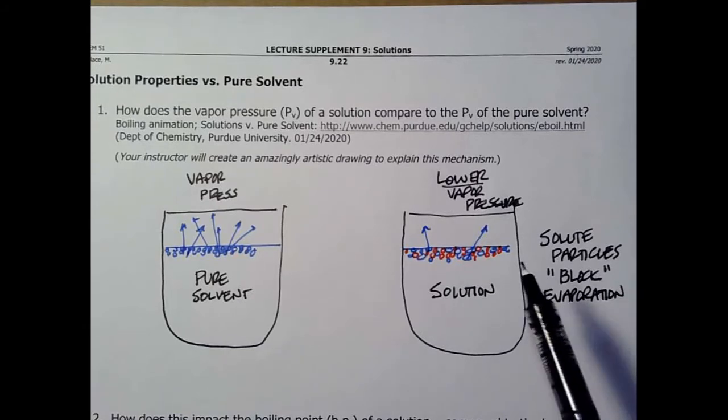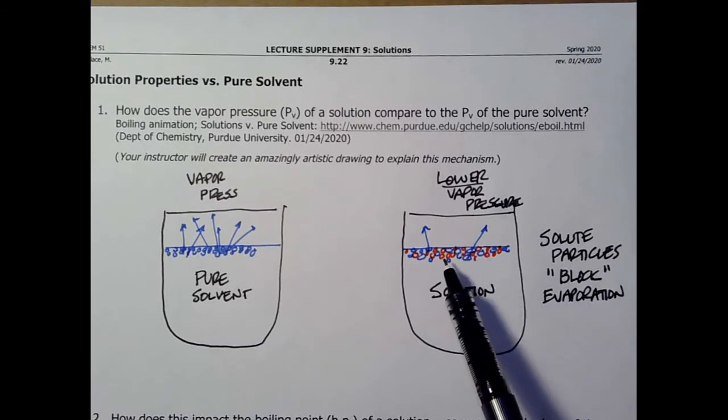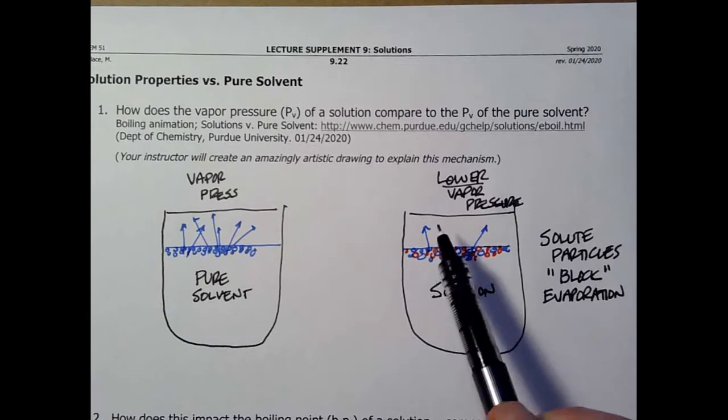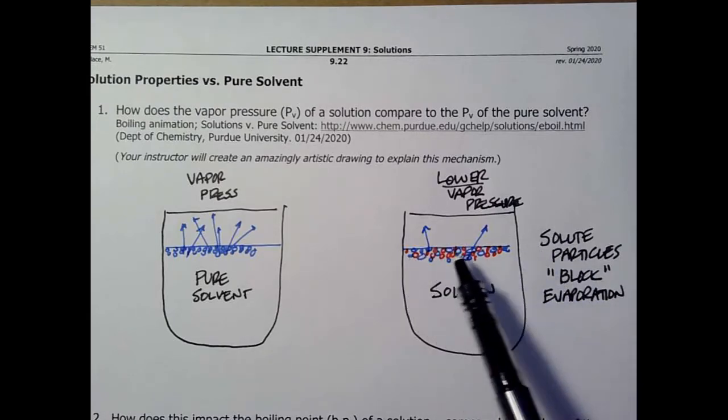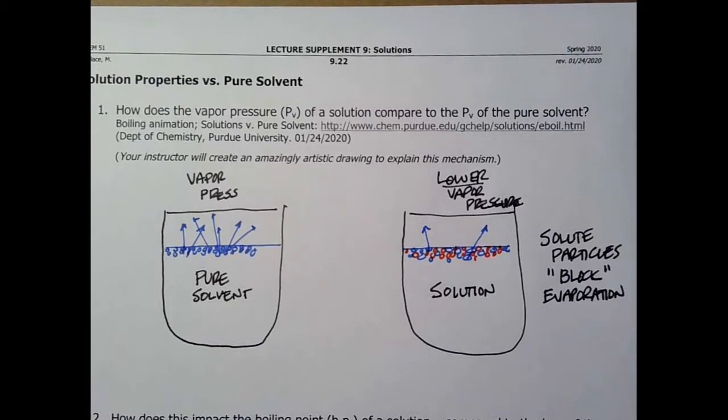It makes sense. There's a couple of ways. One is the solute particles are basically just blocking, so the solvent particles don't have as much access to that surface to escape. Another way to think about it, of course, is the solute particles have some IMF that's retaining the solvent particles from escaping. So it's a nice, easy to understand mechanism.